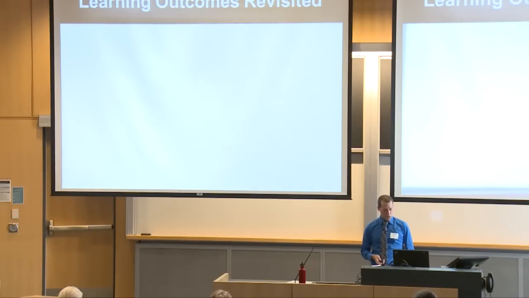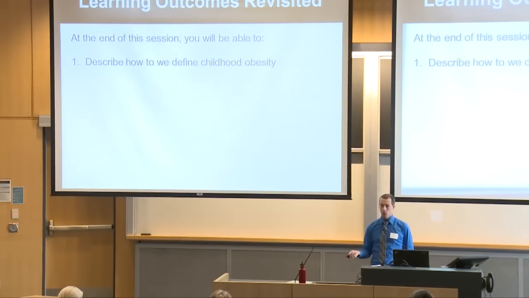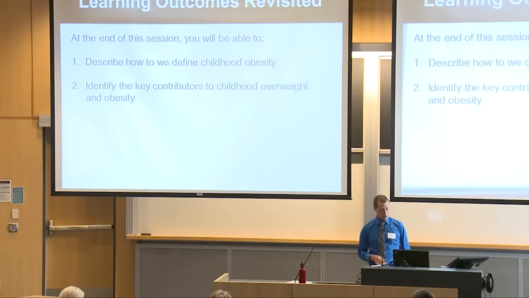So just to finish up by revisiting my learning outcomes. Hopefully now you're all able to describe how we define childhood obesity. It's using BMI and those growth curves. Hopefully now you can identify key contributors to the childhood obesity epidemic. So the big four, at least, that we can be certain about are increased sugar sweetened beverage intake, screen time, sleep, and parental obesity. And obviously those first three are the ones we can actually target.